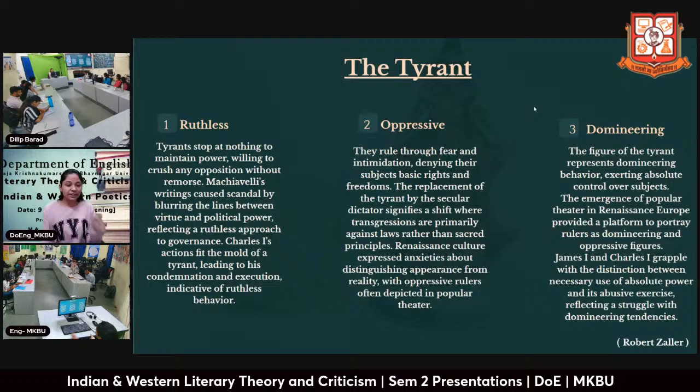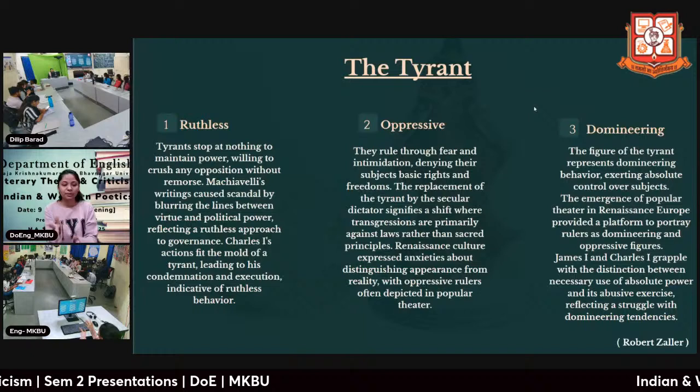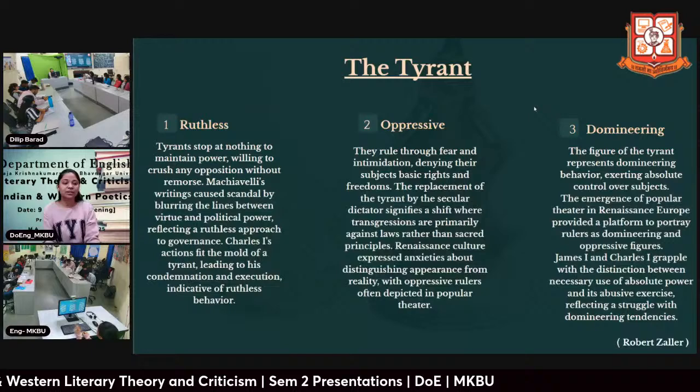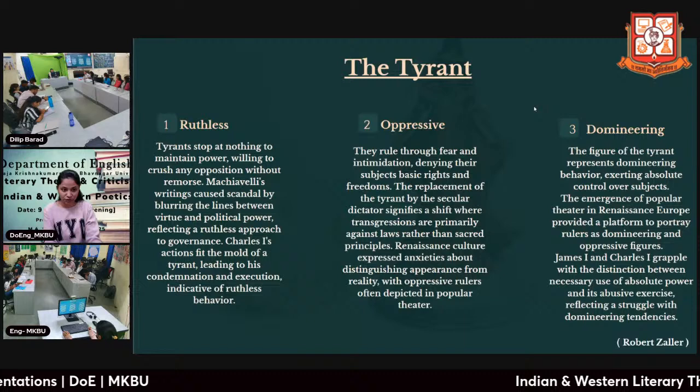In this, we can compare it here, at least with Charles I and II. We can also compare it with O'Brien in 1984, the one who is torturing. Here, tyrants stop at nothing to maintain power, willing to crush any opposition without remorse.